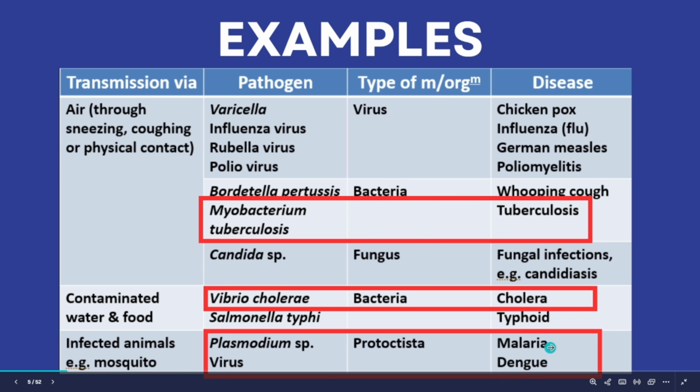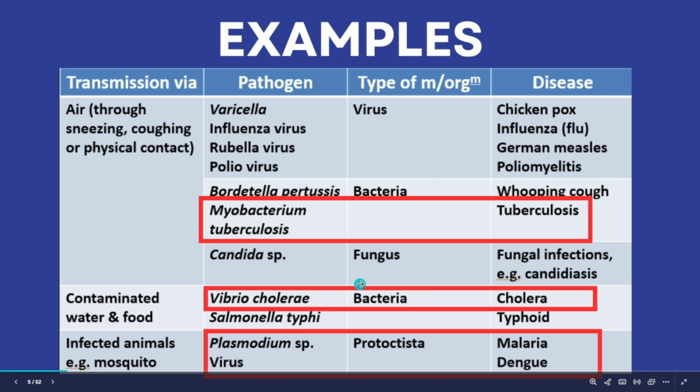And another one is malaria and dengue. Malaria is caused by the Plasmodium species, which is a protozoa, and dengue is caused by a virus. The transmission for both is by the mosquito.